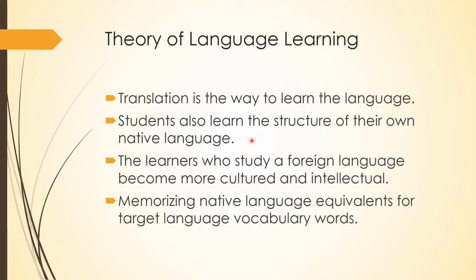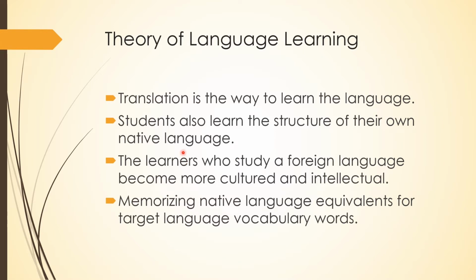So how will the learners learn this language, the target language? So the theory of language learning. First one is translation is the way to learn the language. Translation from target language to the native language is the base form of learning. A learner can learn a language by translating from the target language to the mother language. Students also learn the structure of their own native language. Yes, by learning the structure.